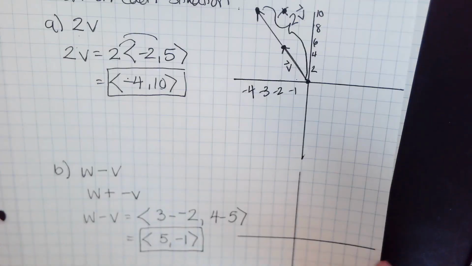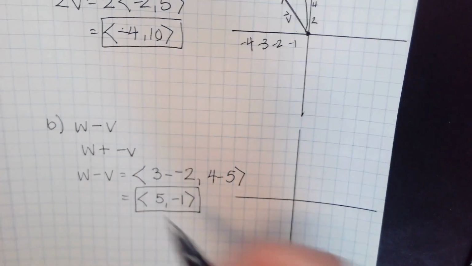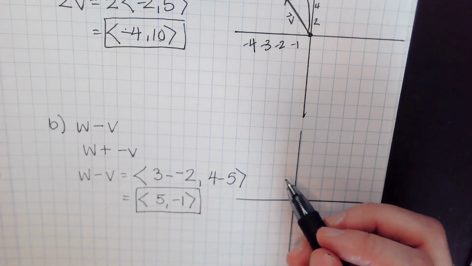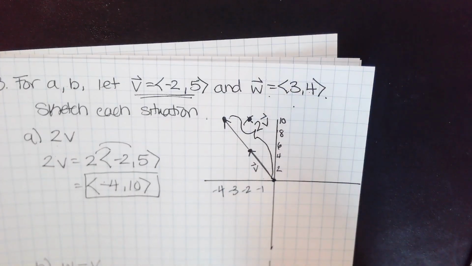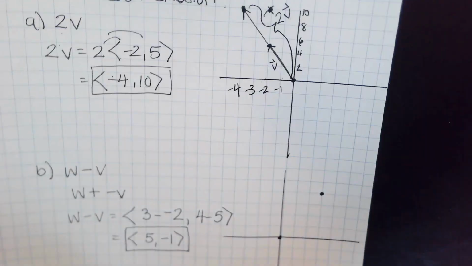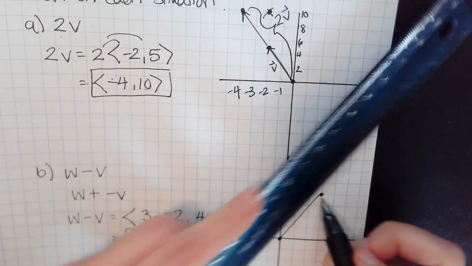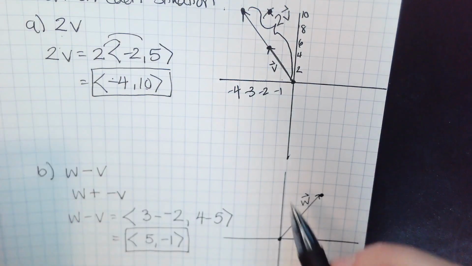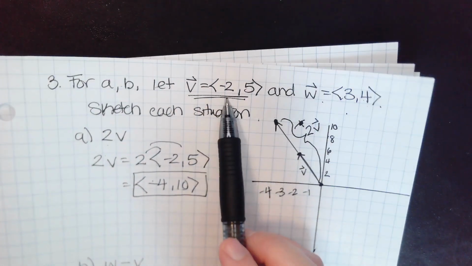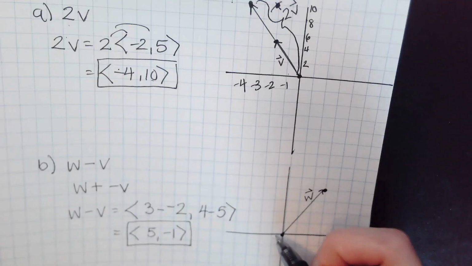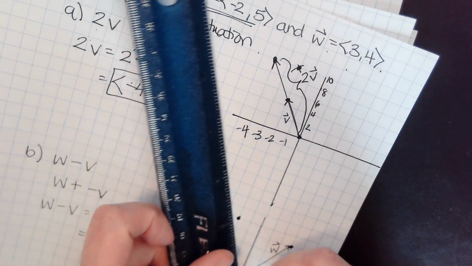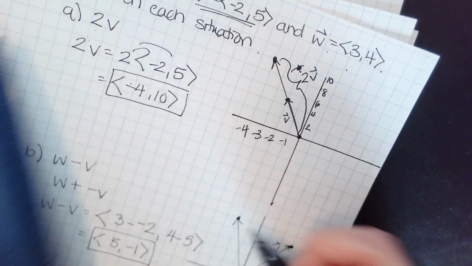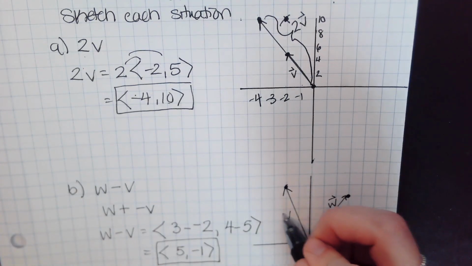So let's graph W, V, and the sum of these two. W is (3, 4). Again, when it's in component form, your initial point is (0, 0) and the terminal point is (3, 4). So that is vector W. V is (-2, 5), so initial point (0, 0), terminal point (-2, 5). So -2, then 1, 2, 3, 4, 5, from (0, 0). And that would be your vector V.